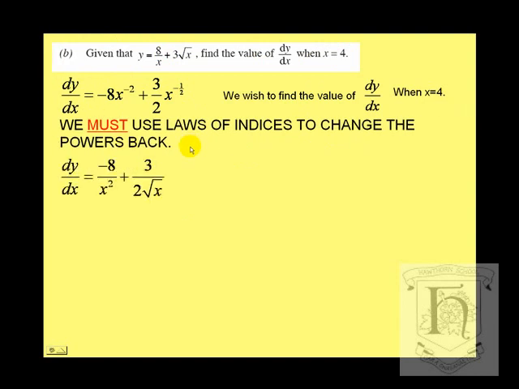So now we need to rewrite our expression for dy/dx. Instead of powers, we need to rewrite them by using reciprocals and roots. x to the minus 2 is 1 over x squared. x to the minus a half is 1 over root x. Now we can substitute x equals 4.